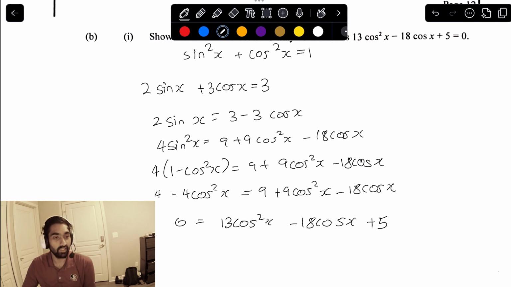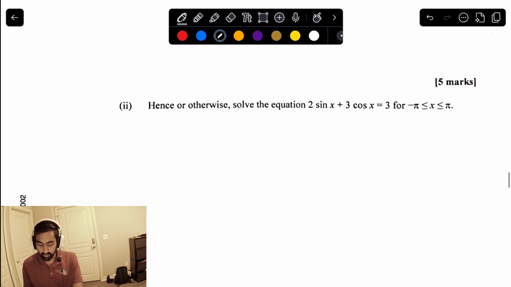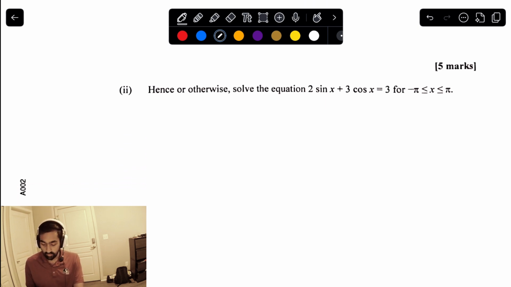And that's the exact equation that we're asked to show. Now let's move on to part 2. We're asked to solve this equation, the same equation, for minus pi less than or equal to x less than or equal to pi. Keep in mind, once again, this is in radians.